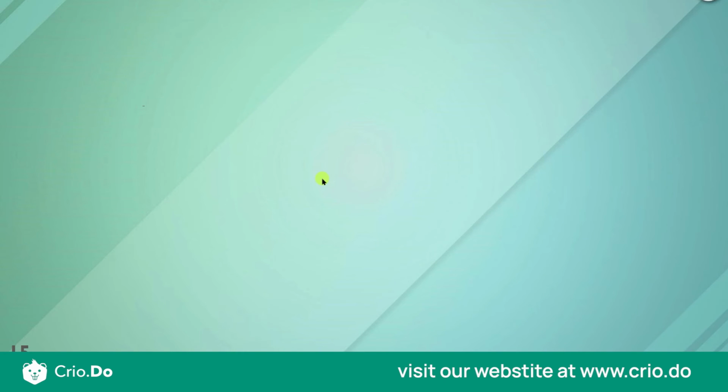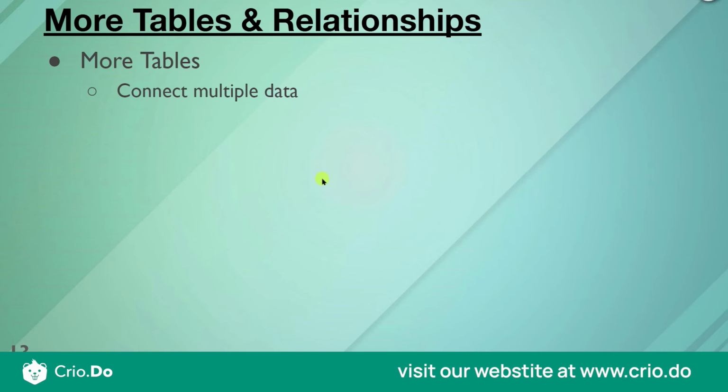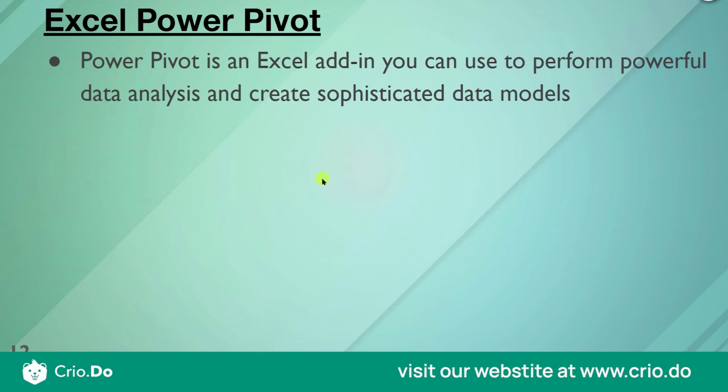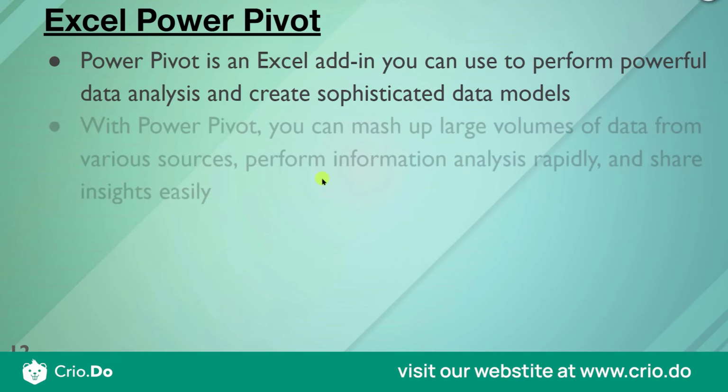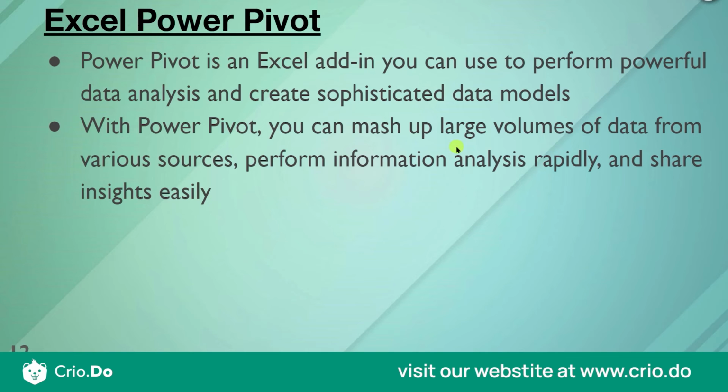So let's revise once again what we have covered so far. First, we talked about what Power Pivot is. Power Pivot is an Excel add-in. You can use it to perform powerful data analysis and create sophisticated data models. With Power Pivot, you can mash up large volumes of data from various sources. We have seen there are n number of options available to take the data source from the outside or from any other database storage device as well. You can perform information analysis rapidly and share insights easily.